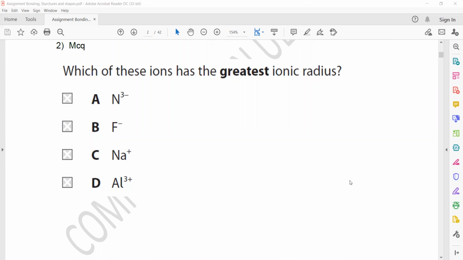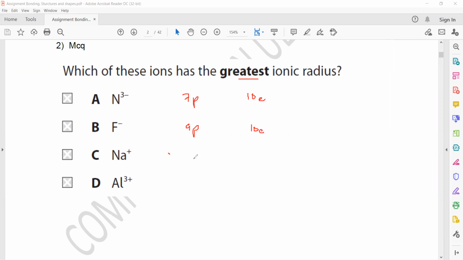Moving on to the next question. Which of these ions has the greatest ionic radius? So how can we work out the greatest ionic radius? We should check the number of electrons and number of protons. Nitrogen has 7 protons, and with the charge 3 minus, it will have 10 electrons. Fluorine, atomic number 9, will have 9 protons, and with minus 1 charge, 10 electrons.